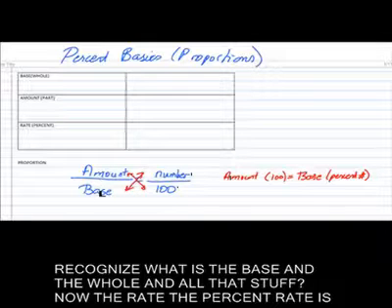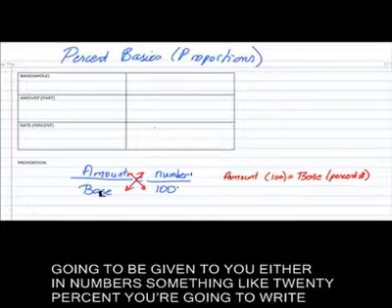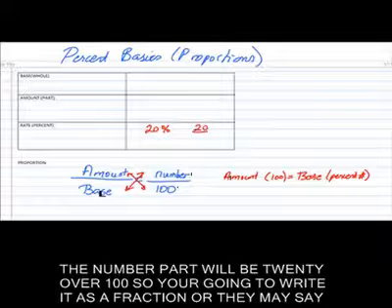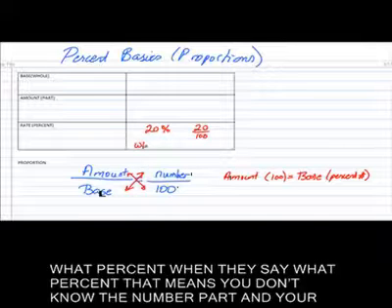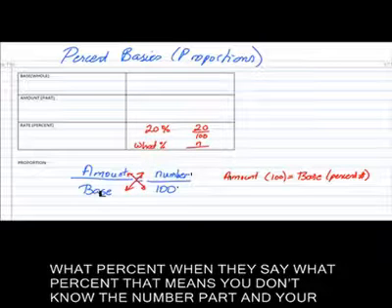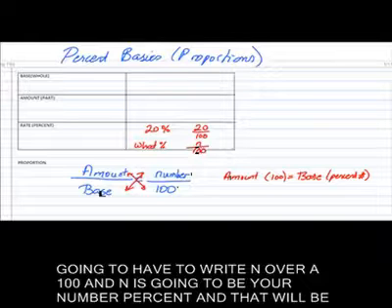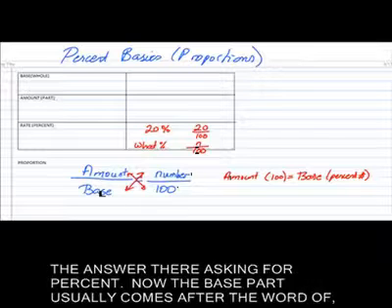Now the rate, the percent rate, is going to be given to you either in numbers, something like 20%. The number part you're going to write as a fraction, 20 over 100. Or they may say what percent. When they say what percent, that means you don't know the number part, and you're going to have to write n over 100. And n is going to be your number percent, and that will be the answer if they're asking you the percent.